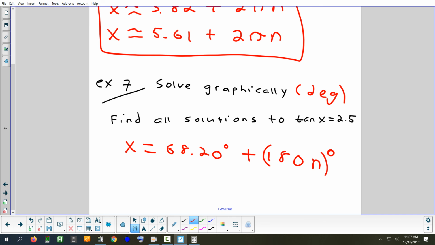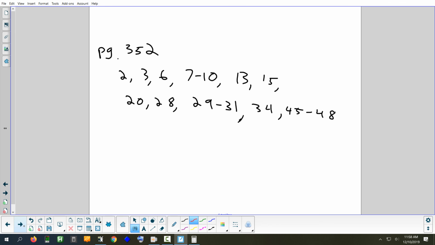Okay. So that wraps up everything that we're going to do with graphs. Tomorrow we're going to look at solving right triangles with opposite, adjacent, hypotenuse, like secant, Pythagorean theorem. Should be pretty straightforward. Okay, so that's the homework for tonight on 352.